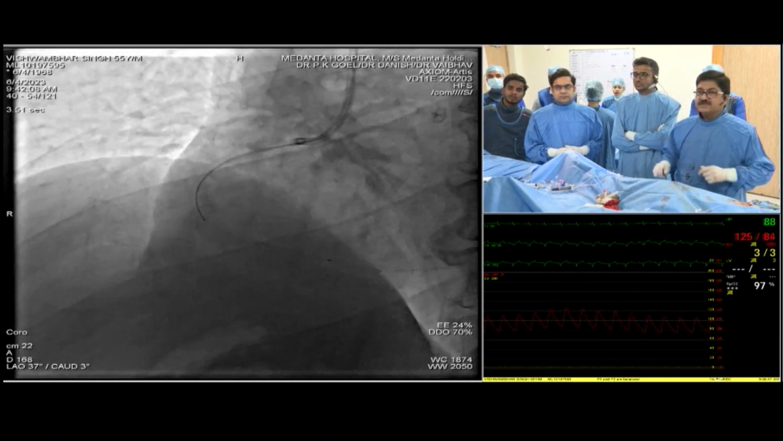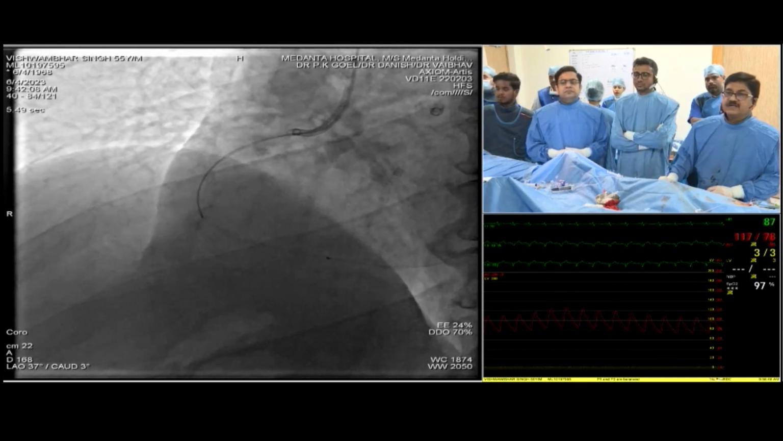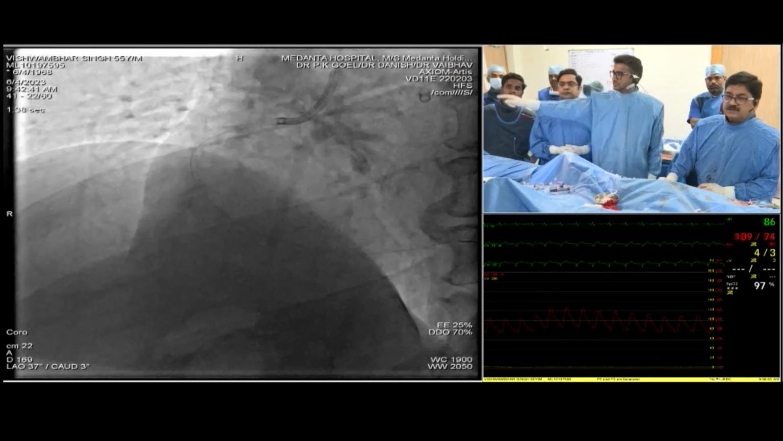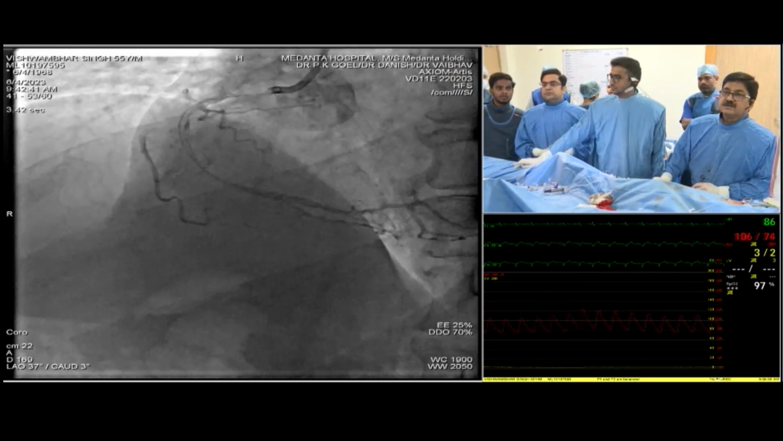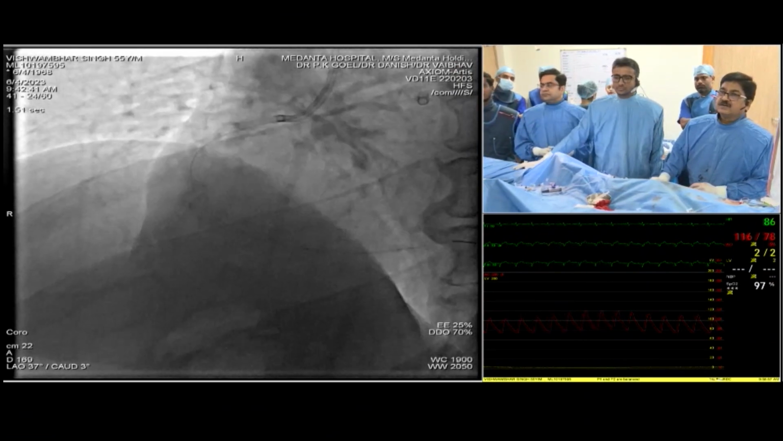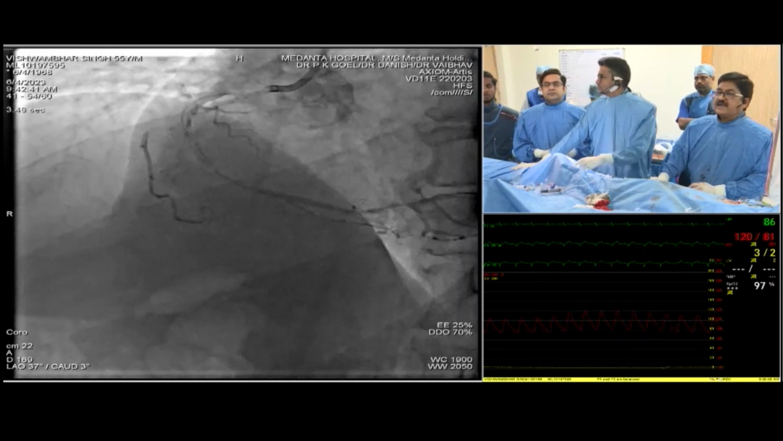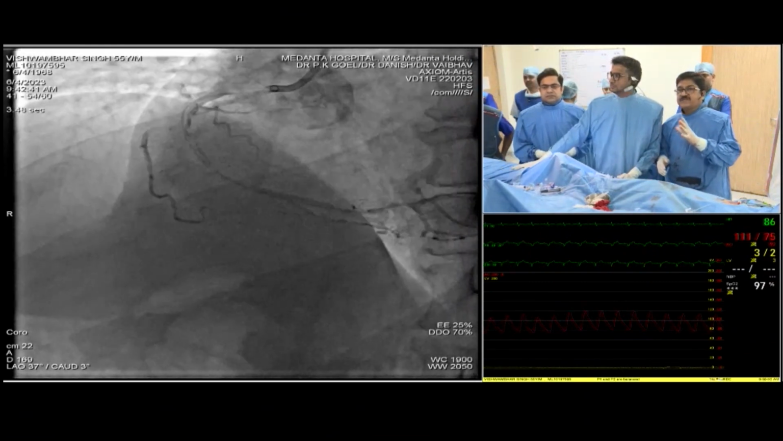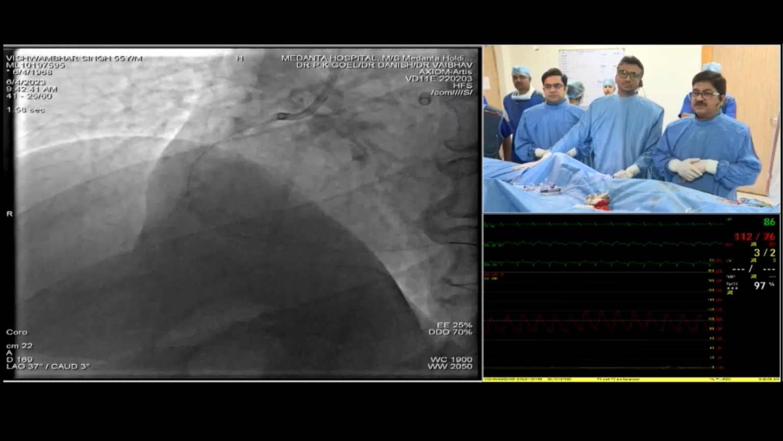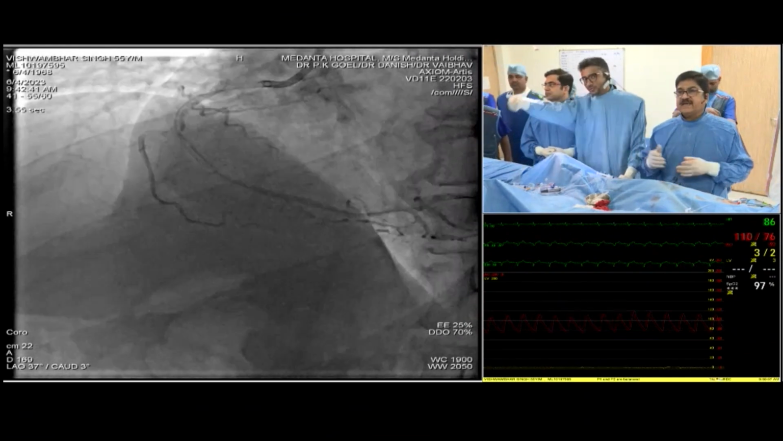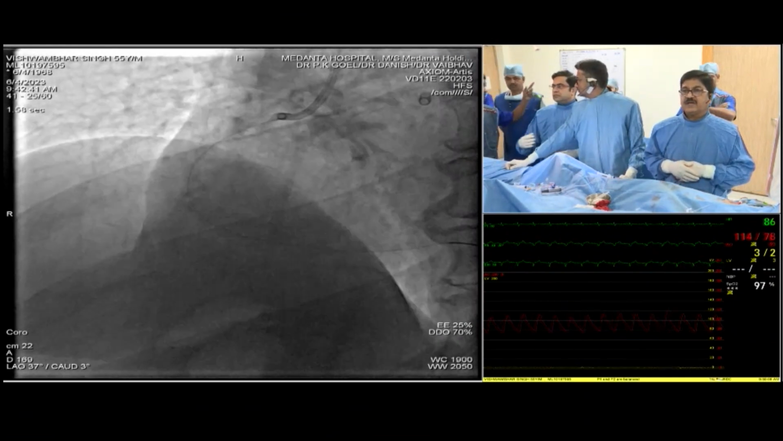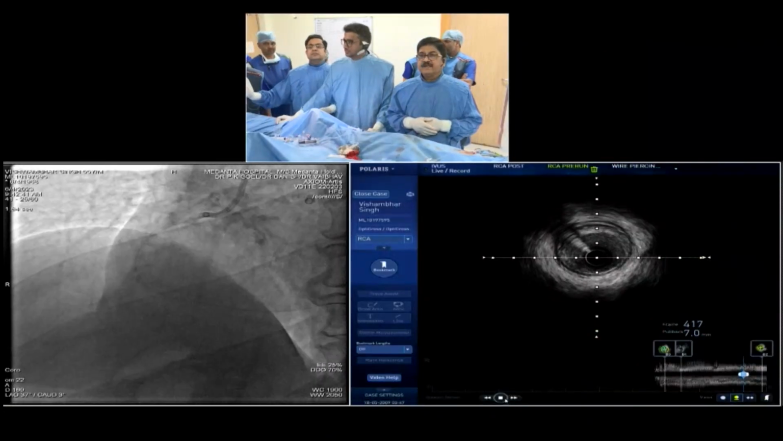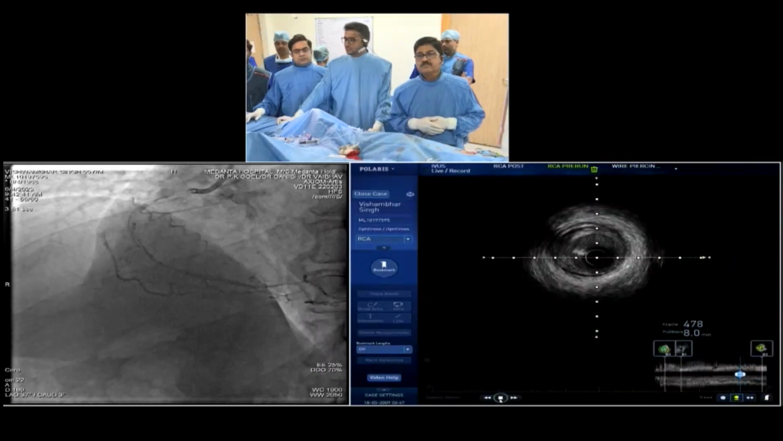Then what we did was we did an IVUS post balloon also. Excuse me, Dr. Goel, when did you perform the IVUS, before using the 2.5 or after that? No, I did IVUS after doing 2.5. The purpose of this IVUS was only to get the size of the vessel, and then we choose the size of the stent.